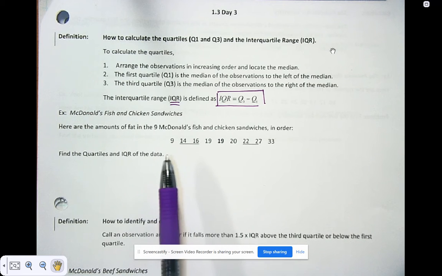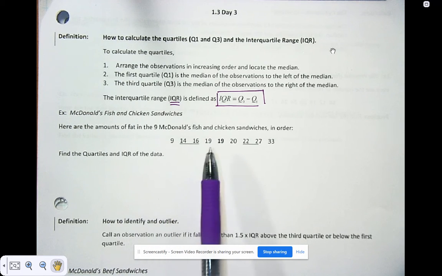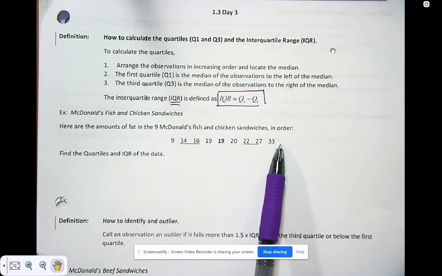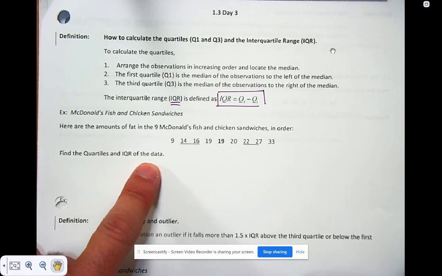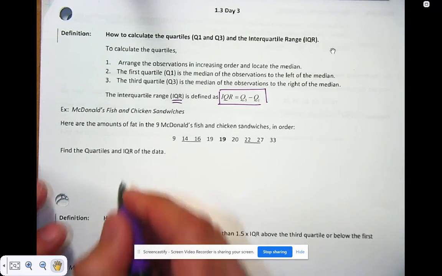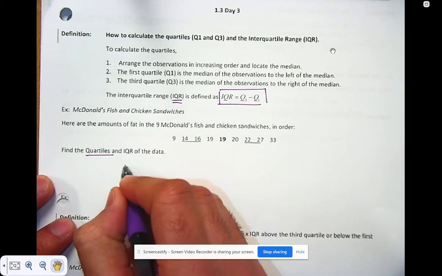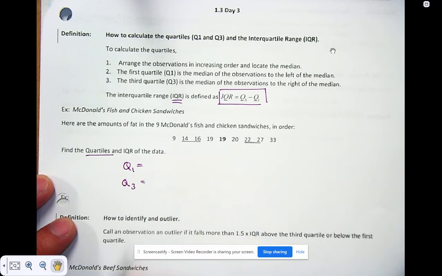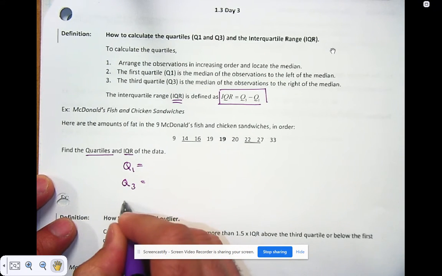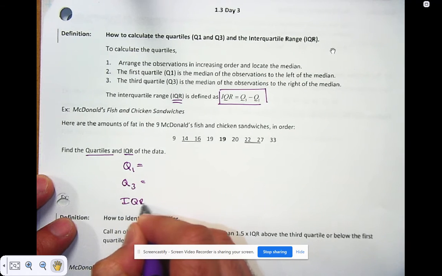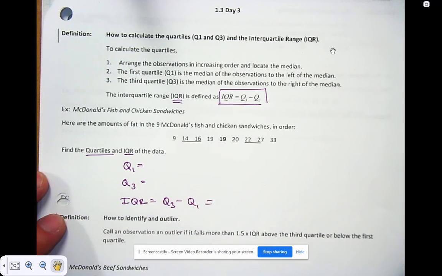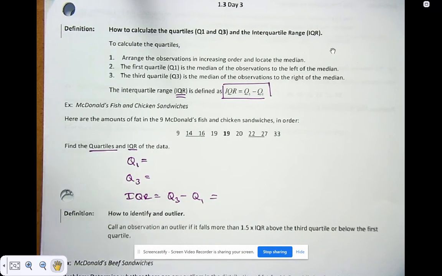All right, so let's jump back here and talk about McDonald's fish and chicken sandwiches. Here are the amounts of fat, right? And we've seen these numbers before in fish and chicken sandwiches in order from least to greatest. Find the quartiles and the IQR of the data. So what they're asking us to find is the quartiles. You need quartile 1 and you need quartile 3. And they want the IQR, which by definition is quartile 3 minus quartile 1. So once we get these two numbers, we're good to go.